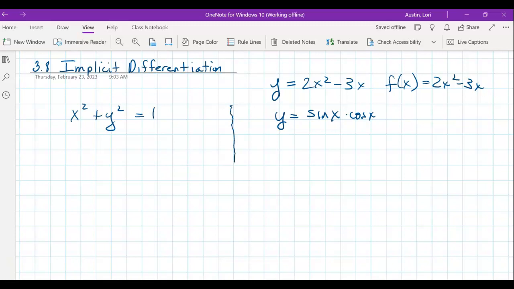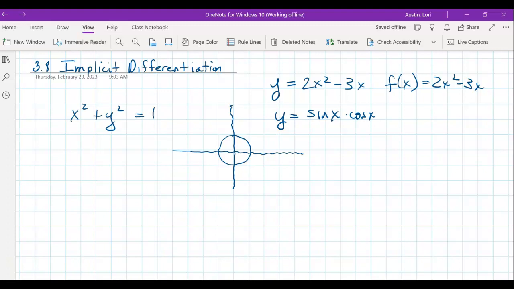Anybody know what this is the graph of? You use it in all of trigonometry. It is the unit circle. It's a circle of radius 1, centered at the origin. So that's the equation for the unit circle.